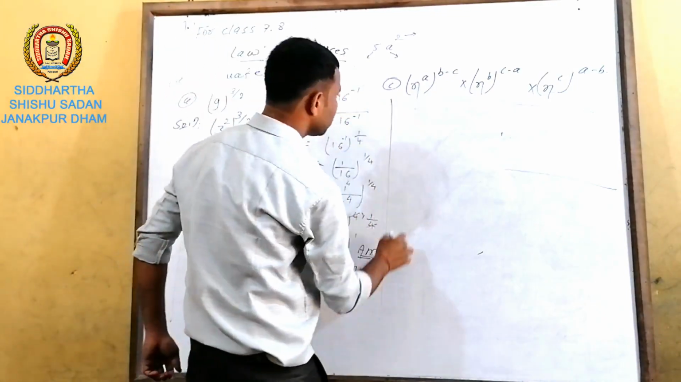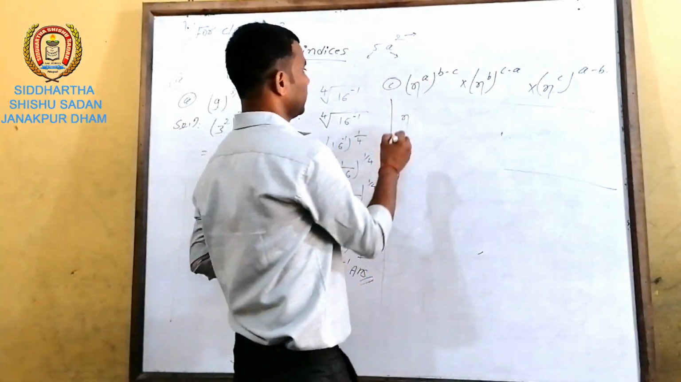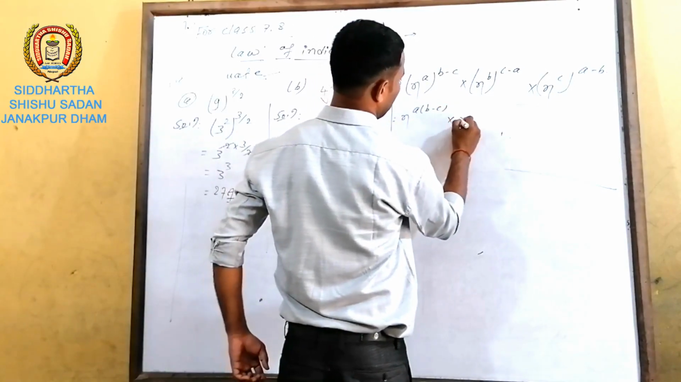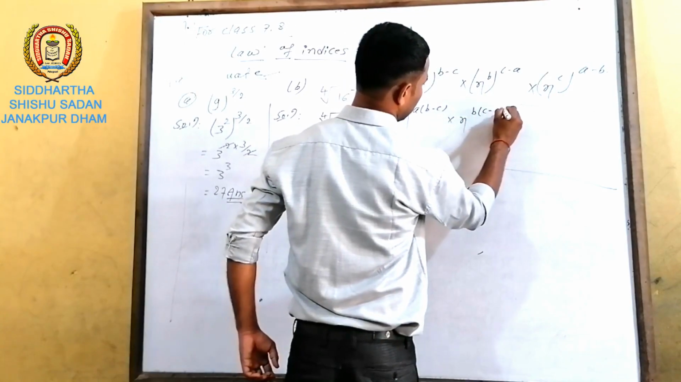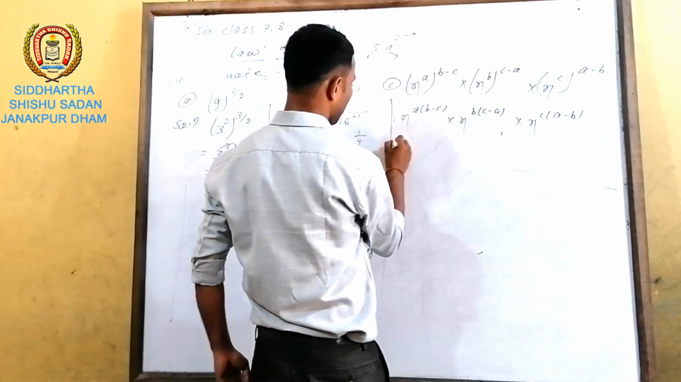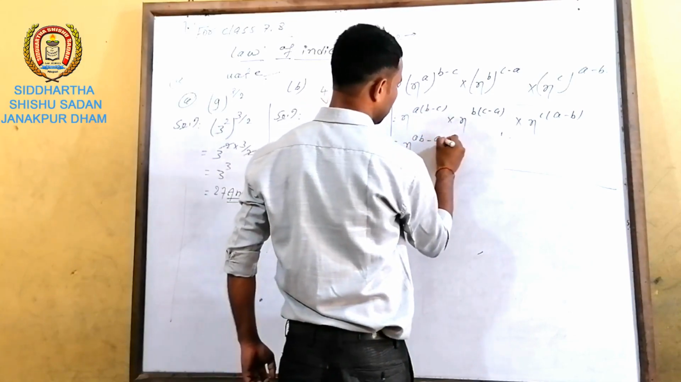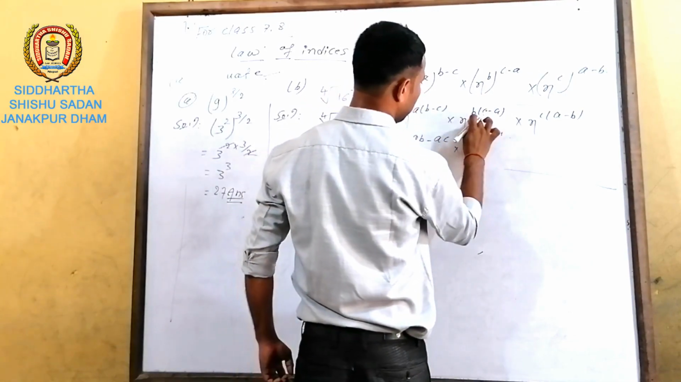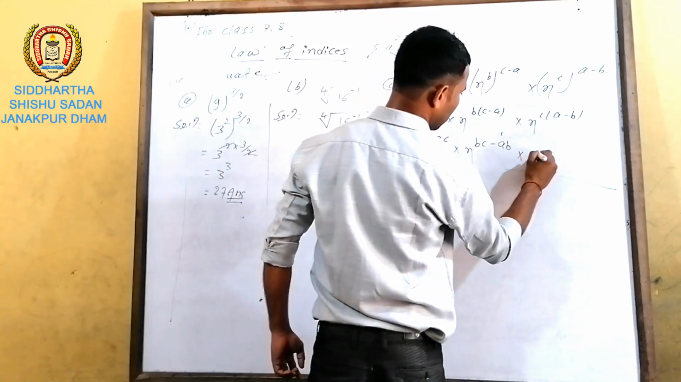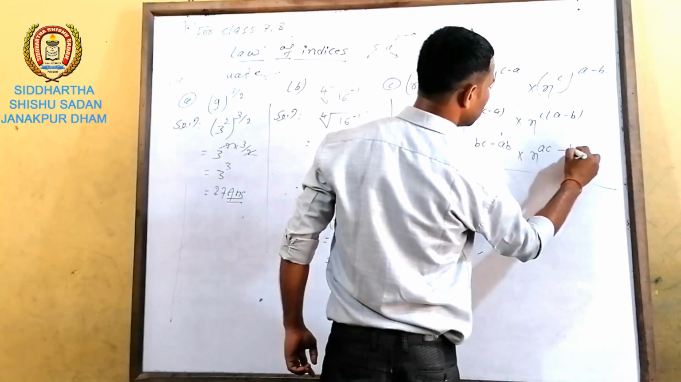In this type of question, the power is always multiplied. x to the power a multiplied by b minus c, x to the power b multiplied by c minus a, x to the power c multiplied by a minus b. So x to the power ab minus ac, x to the power bc minus ab, x to the power ac minus bc.